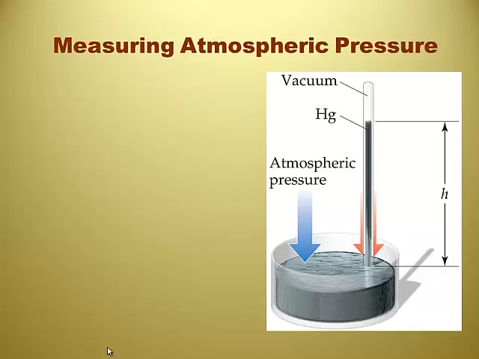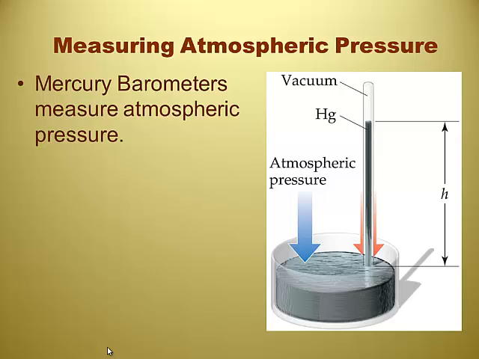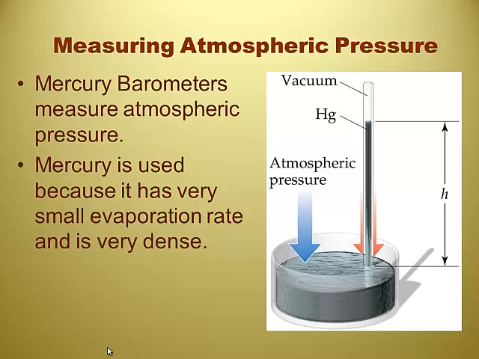Measuring atmospheric pressure. Ooh, mercury barometers. Yeah, so when they talk about on the news the barometer's falling, the barometer's rising, they're talking about getting a barometric reading, and this is a barometer. The mercury barometer measures atmospheric pressure. Basically, they use mercury because it's got a very small evaporation rate and it tends to be very dense.